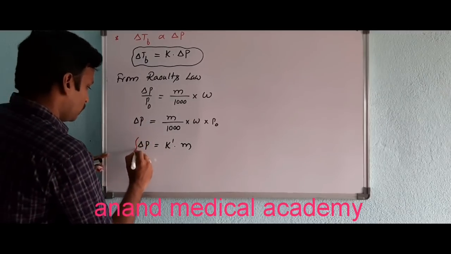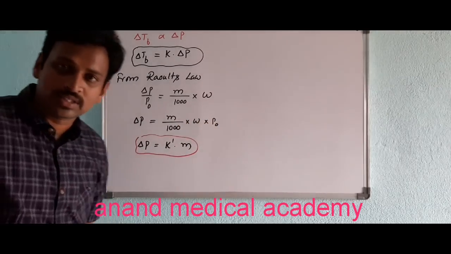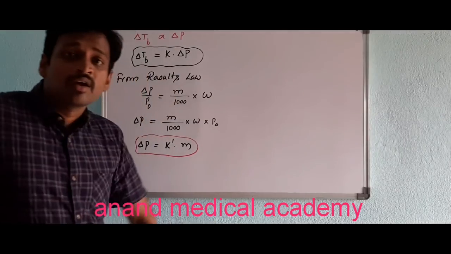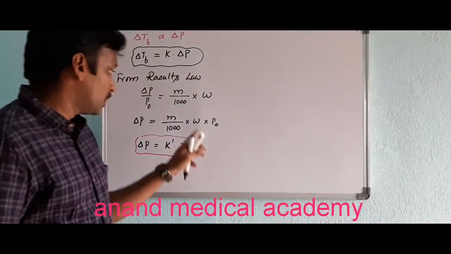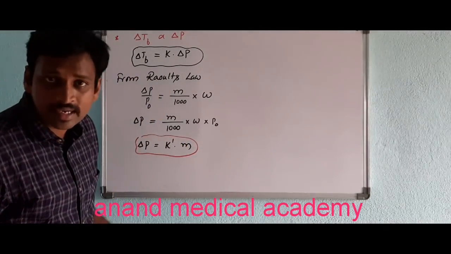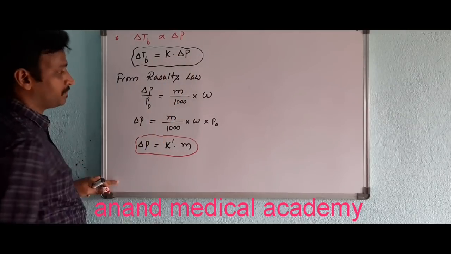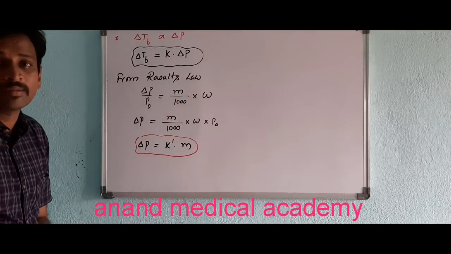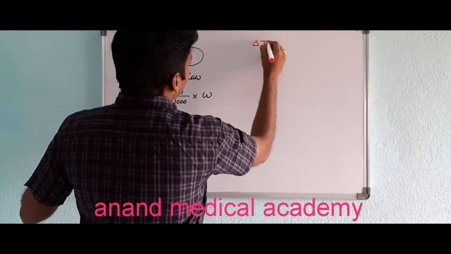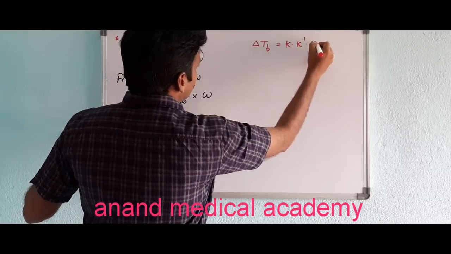These I am all removing. 1000, W and P naught are constants for a particular solvent. For a particular solvent like water, the gram molecular weight is 18, and 1000 is constant. So you can substitute this delta P here. Now you can have the delta TB relation. This delta TB is equal to some K into K dash into molality.